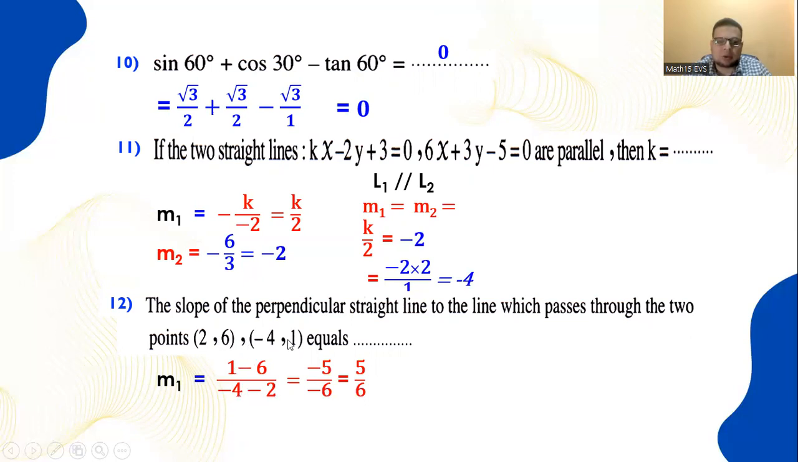Yes, 6 minus 1 over 2 minus negative 4, or 1 minus 6 over negative 4 minus 2 in the same direction. You will get the same answer. So it will be negative 5 over negative 6, that means 5 over 6, the slope for the other line. But for the perpendicular, you will flip to 6 over 5 and change the sign, so it will be negative 6 over 5.